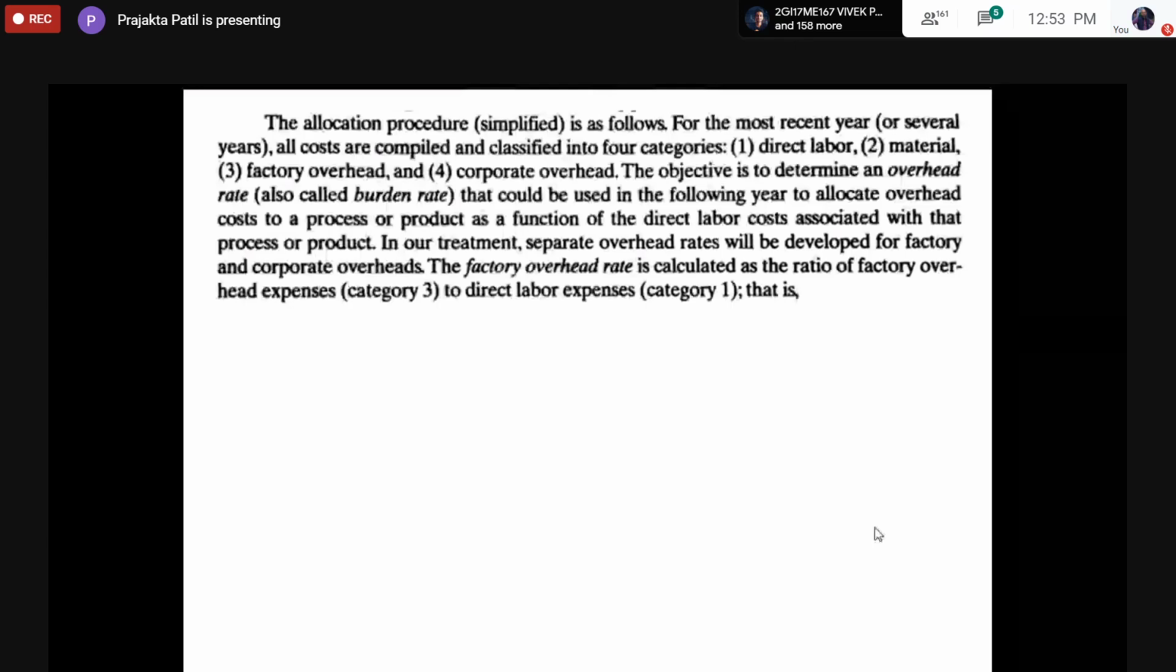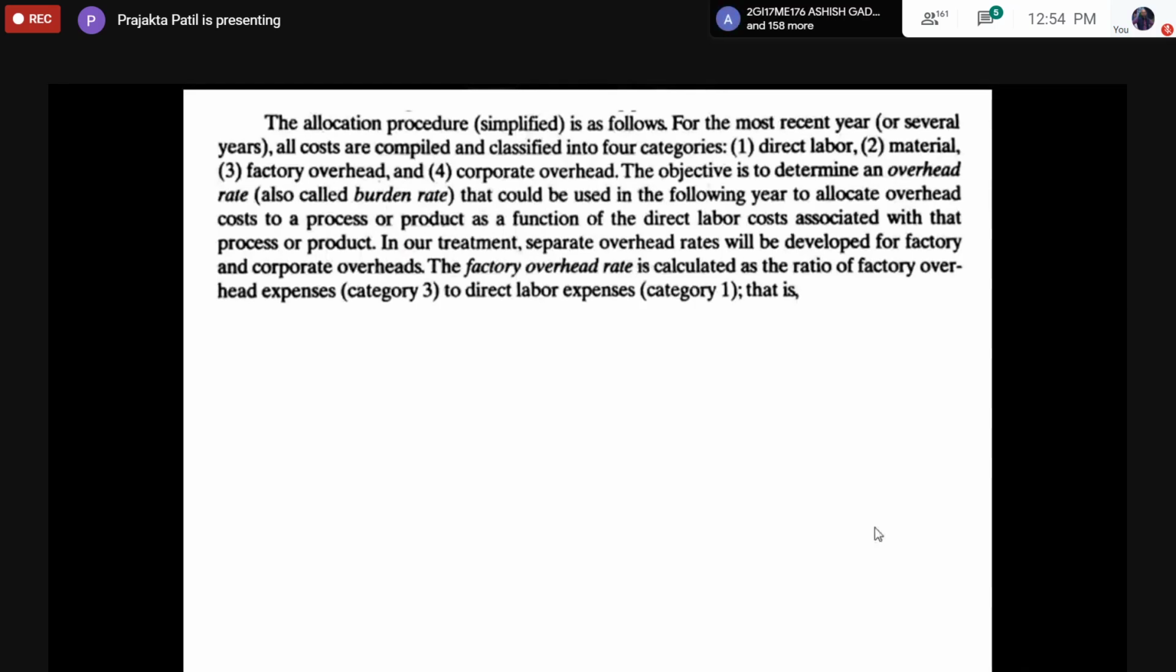So the allocation procedure is as follows. For the most recent year, all costs are compiled and classified into four categories: direct labor, material, factory overhead, and corporate overhead. The objective here is to determine an overhead rate, which we also call a burden rate, that could be used in the following year to allocate overhead cost to a process or a product as a function of direct labor cost associated with that process or product. In our treatment, separate overhead rates will be developed for factory and corporate overhead.